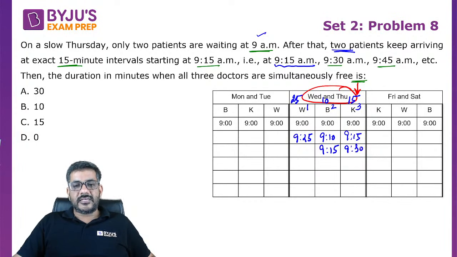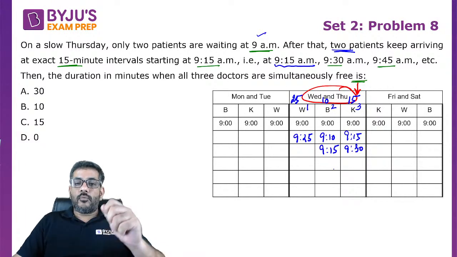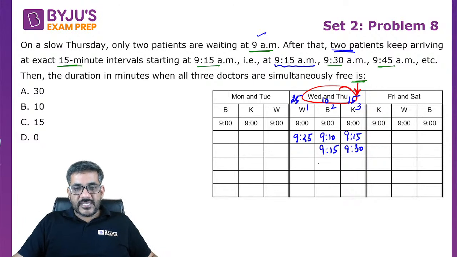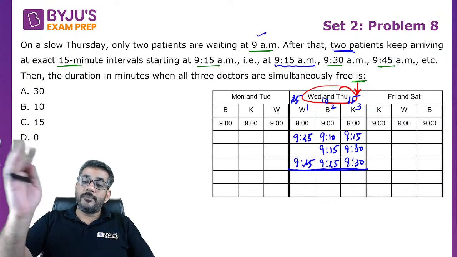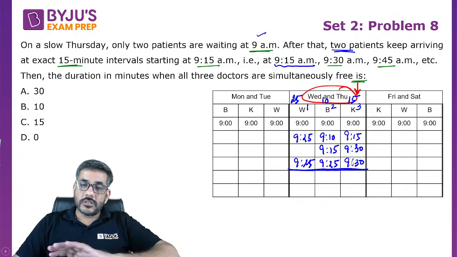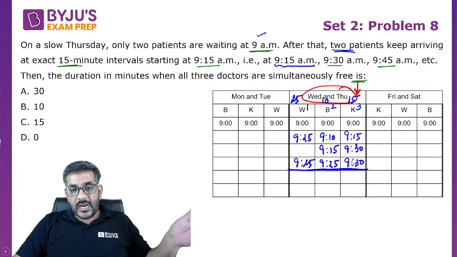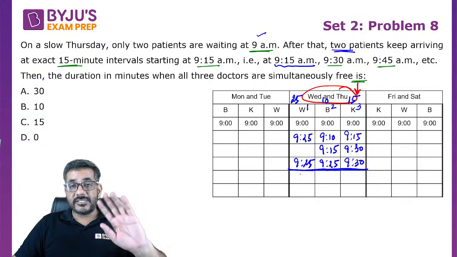by 9:30. Now the point is, this patient will get free at 9:25. This patient will free at 9:25. This guy would be free at 9:30, and the next two patients are going to come at 9:30 only. So at 9:30, I see all the three doctors will be free, and again two patients appear.